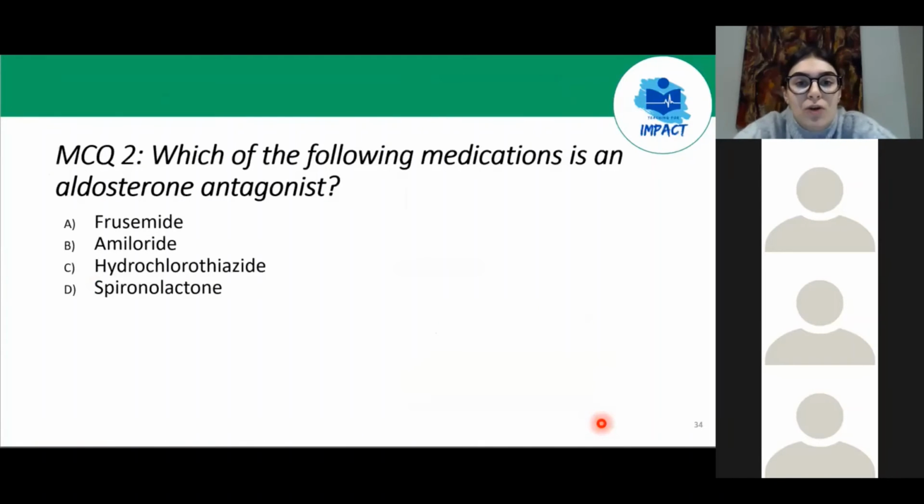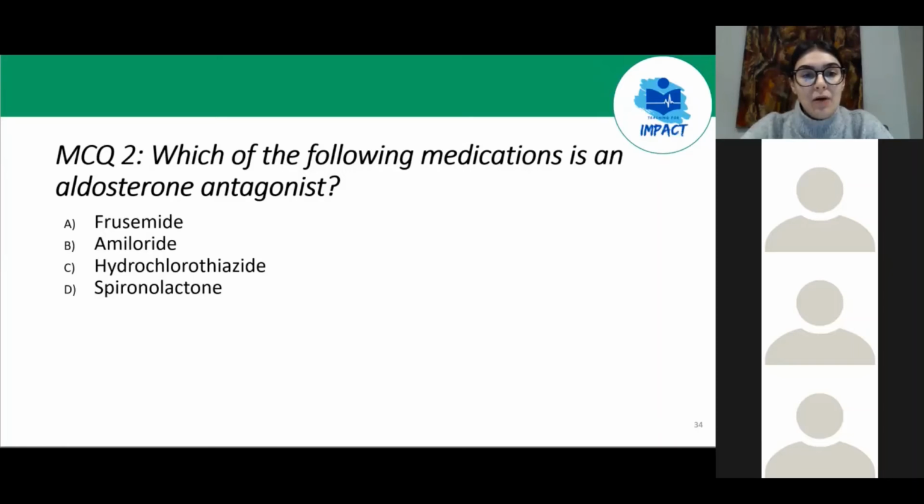Second question, which of the following medications is an aldosterone antagonist? D, good. I also see a question. While ADH helps with aquaporin insertions, what causes the medulla to be hypertonic? What causes the medulla to be hypertonic is the sodium being pumped out of the ascending limb. That sodium being pumped out all the time is what makes the medulla hypertonic. Cool. Good, D, very good.